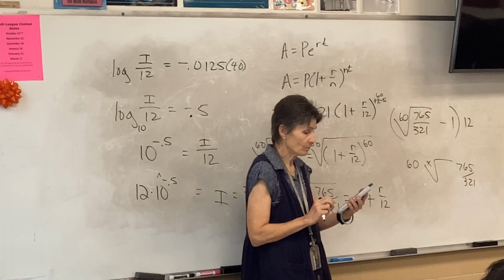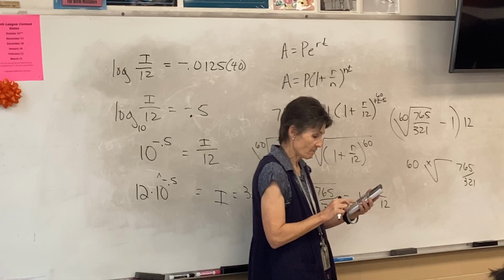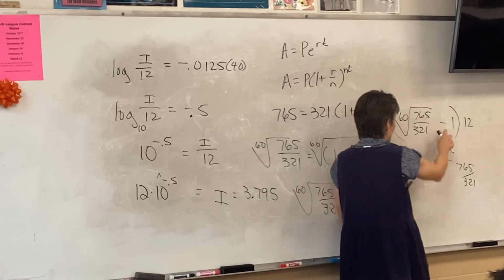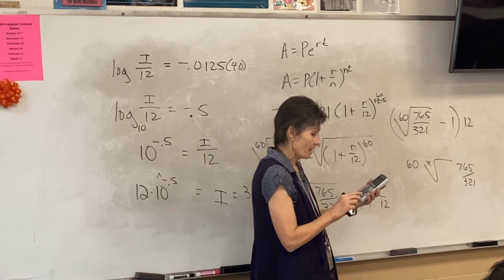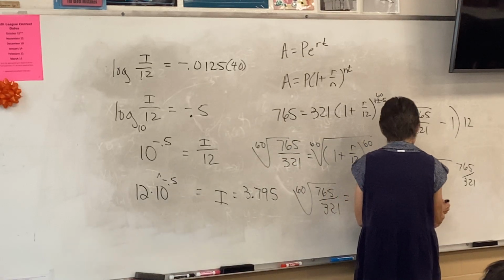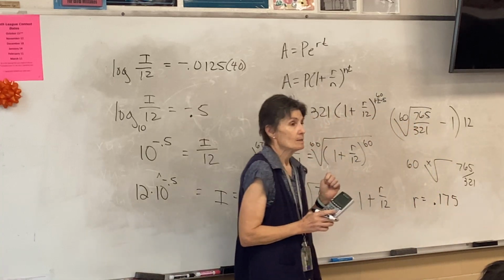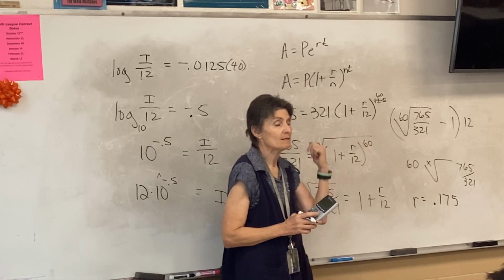So X root 765 divided by 321. And then I'll subtract 1 from that, so minus 1, and then times by 12. So I got 0.175. So what interest rate would be necessary? 17.5%.